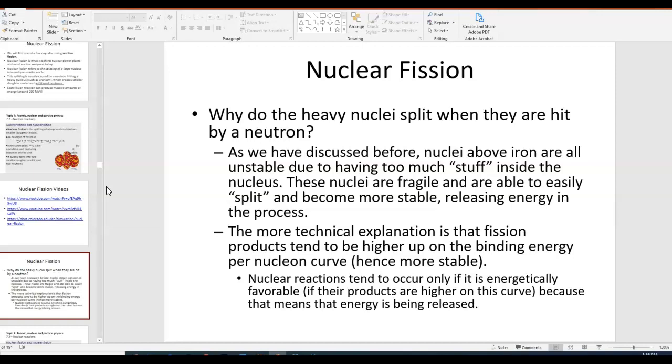Although I should point out that with fission, we talked about this in the last video, anytime you have a nuclear reaction, the products tend to have a higher binding energy per nucleon than the reactants. And so if you were looking at a binding energy per nucleon graph, you would expect the products to be more stable, and therefore higher up on the binding energy per nucleon curve.